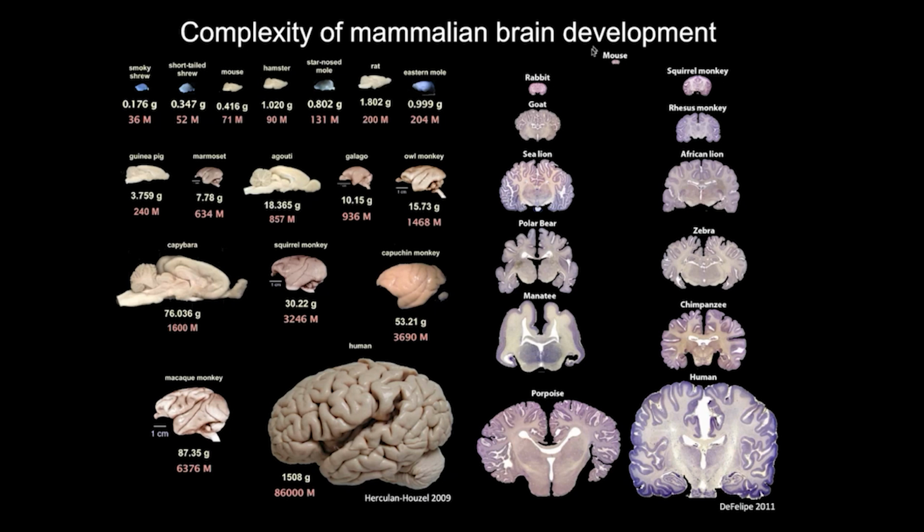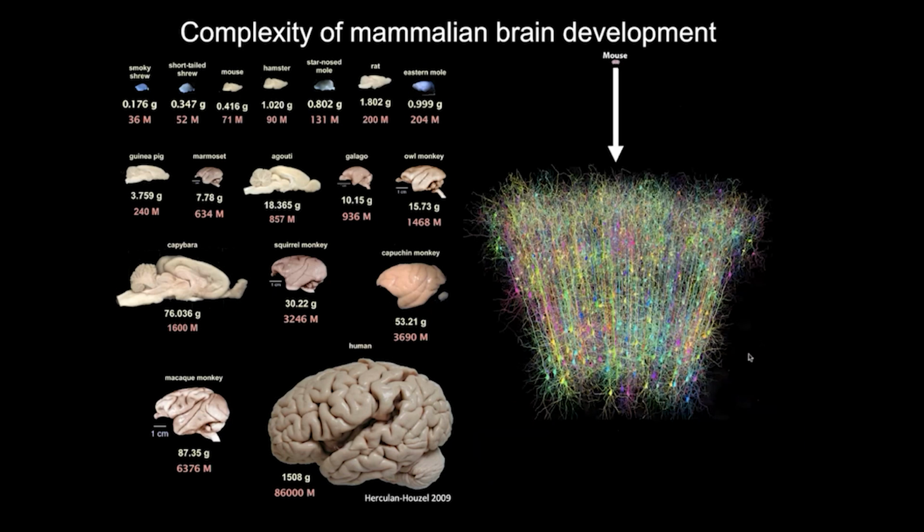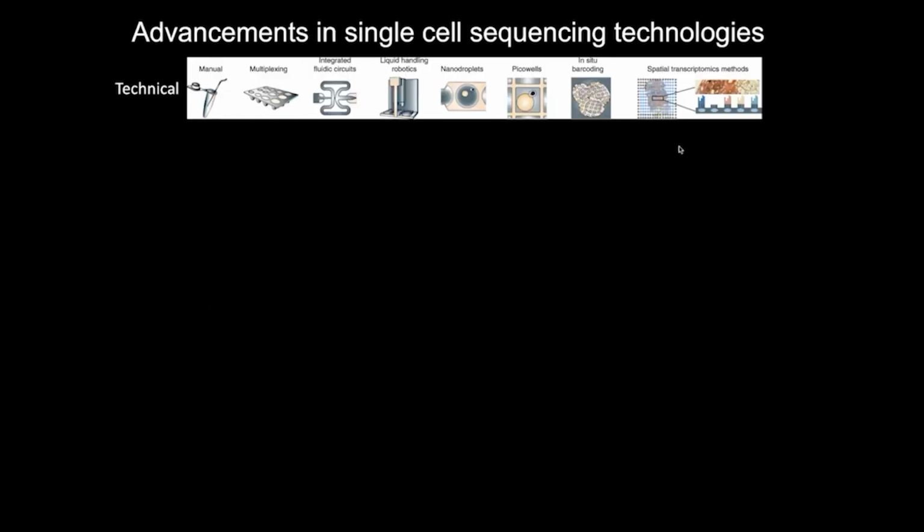The organism we study in my lab is the mouse, and you can see that despite its small size in comparison to the human and higher primates, it still is incredibly complex in terms of different cell types, connectivity, and morphologies. So it is a very useful model to understand development and organization in the brain of higher vertebrates.